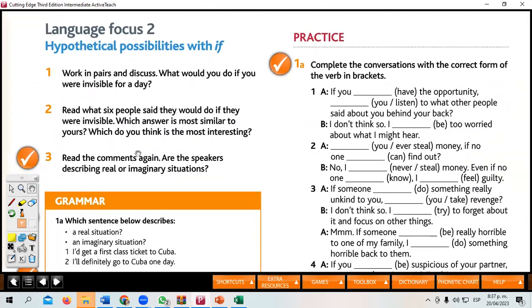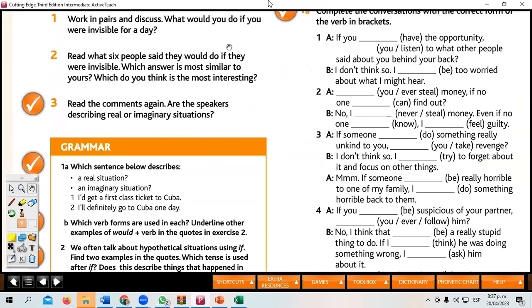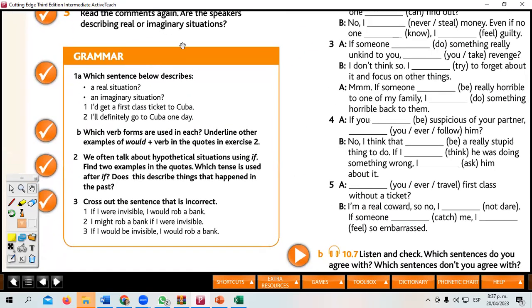Okay, good, excellent. All right, guys. So this is the first context to start the review for the second conditional. Okay, so let's start over here in the grammar box. Let's see, we have 2 sentences. Which of the 2 sentences represents a real situation and an imaginary situation?